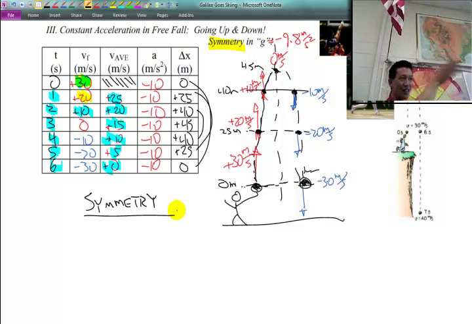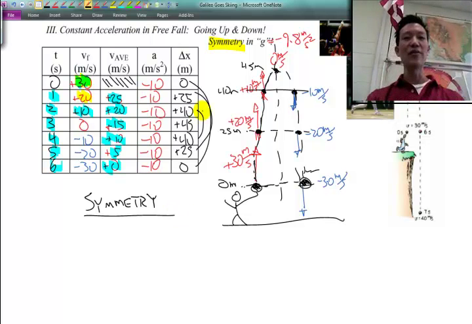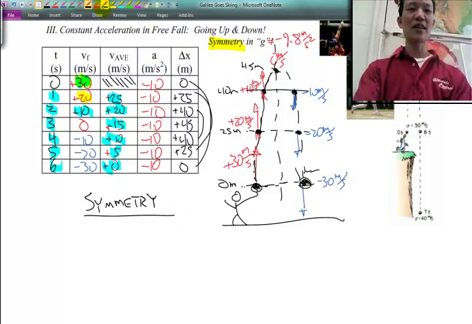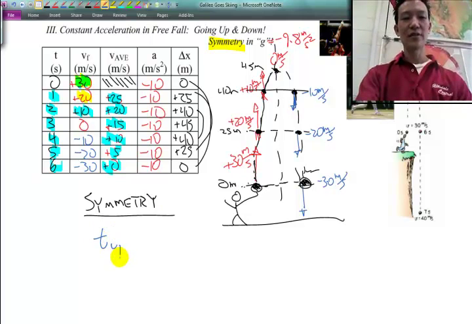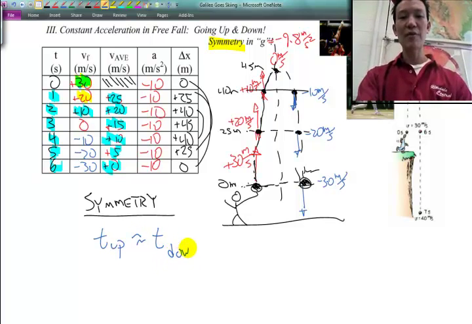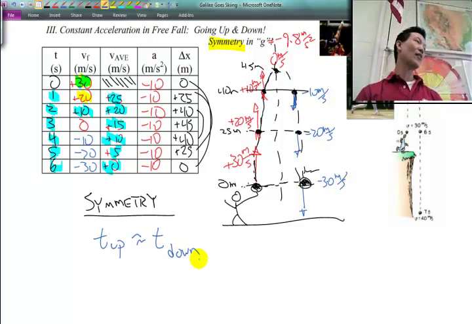Let's focus on the physics here. So notice your symmetry. If it took the ball, how many seconds to get to the peak? It went up, let's see, 1, 2, 3 seconds to the peak. How much to come back down? 3 seconds. So if you take off and return to the same level, the time up is symmetrical to the time down. You see that?